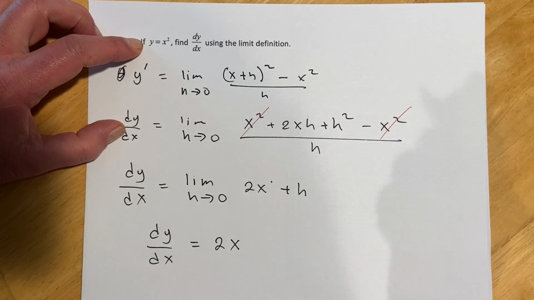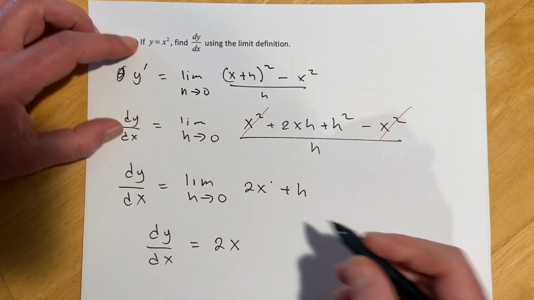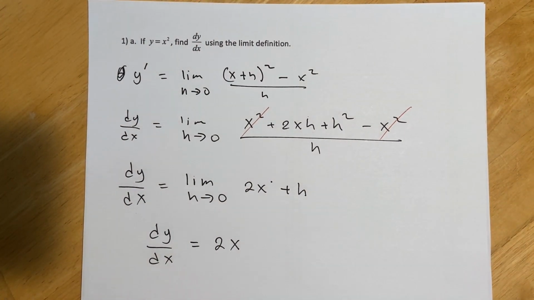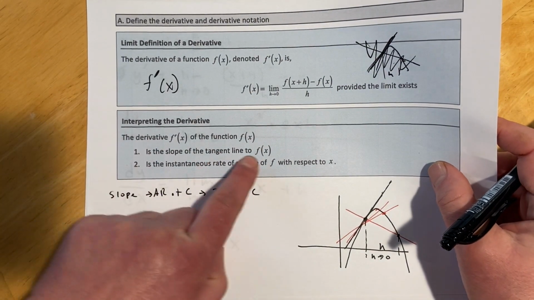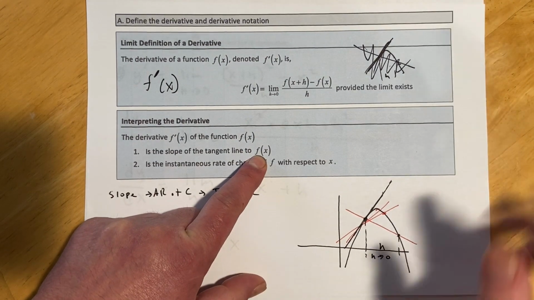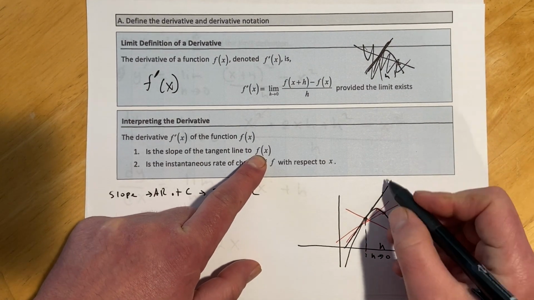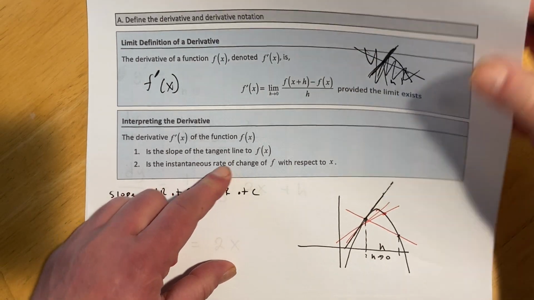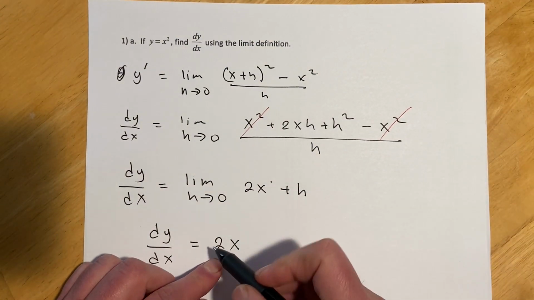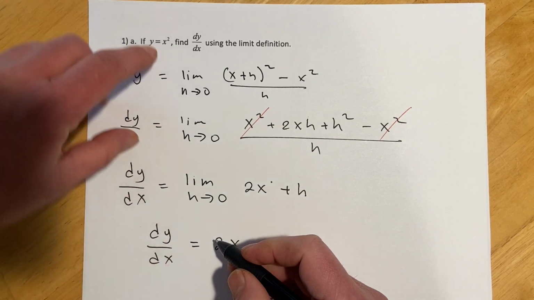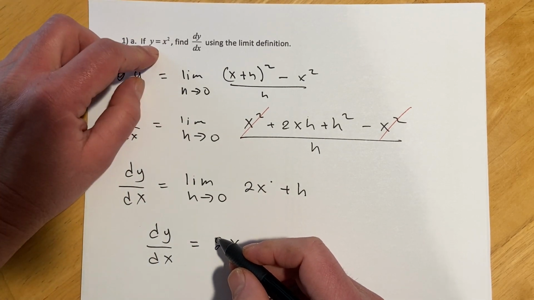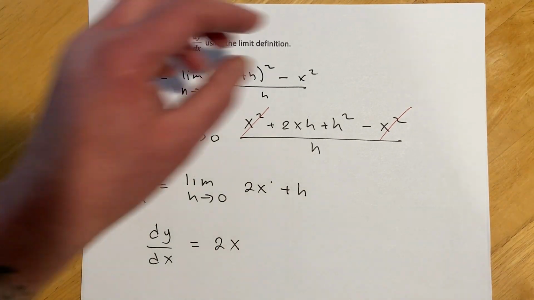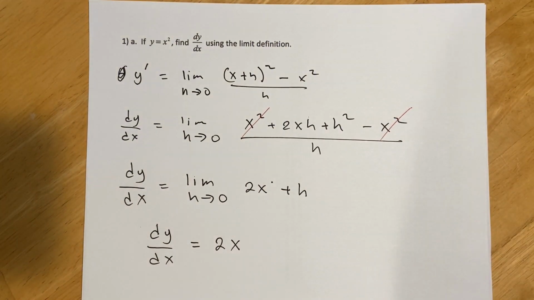Okay, so what does that mean? Remember the derivative is the slope of the tangent line at that point on a curve or line. It's also the instantaneous rate of change. So this is an equation for the slope at every single point on this curve. And then I'm going to show you what that looks like as the next part of the example.